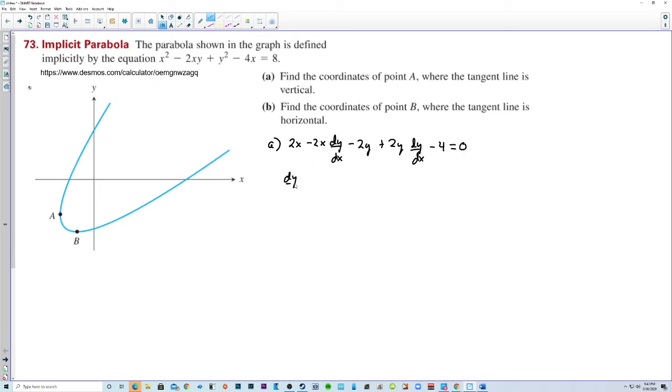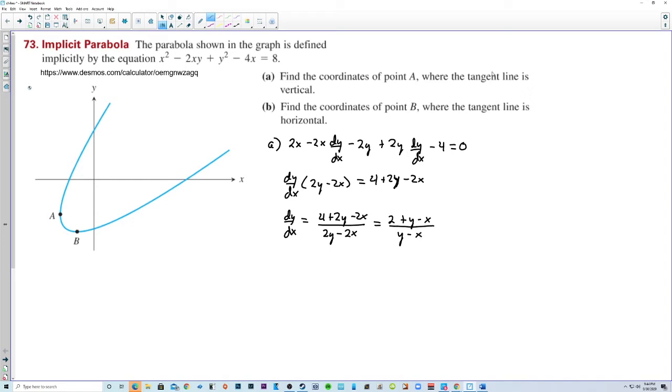Let's factor out a dy/dx, and we get 2y minus 2x, and everything else to the other side. We have 4 plus 2y, and then minus 2x. dy/dx is equal to 4 plus 2y minus 2x over 2y minus 2x. Now we can divide everything by 2. So we get 2 plus y minus x over y minus x.